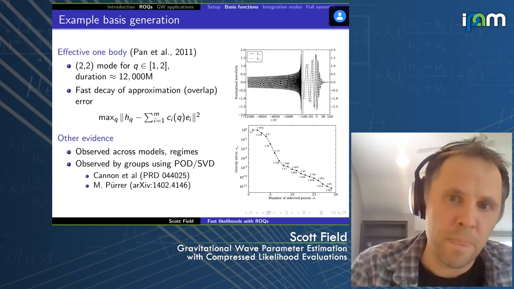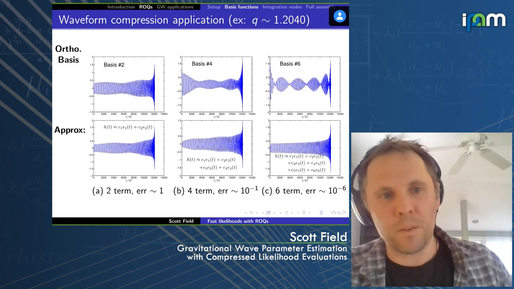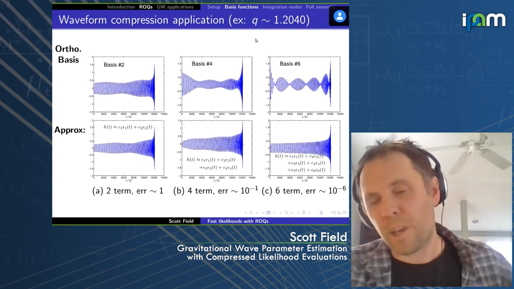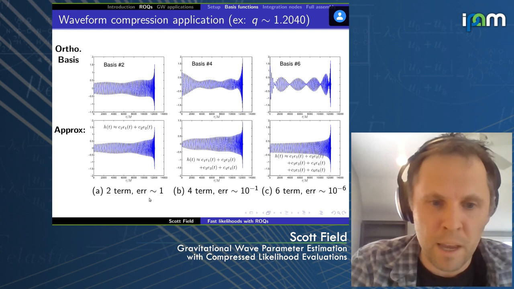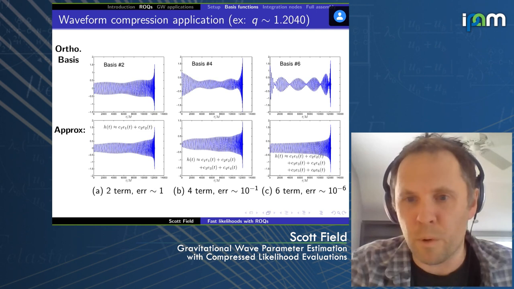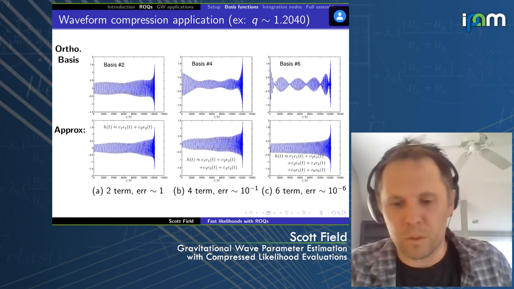And what these basis functions look like, here are the first six for the EOB model. Basis function two, remember, is orthogonalized with respect to basis function one, which is a waveform. So this isn't quite a waveform because we've orthogonalized it, but it kind of looks like it. And if we ask, how well could we represent mass ratio waveform 1.2040 using two bases? We'd have two numbers to compute, C1 and C2. The error is pretty bad. It's basically order one. But by the time we've computed six basis functions, now the error is 10 to the minus 6. So we really only need 6 degrees of freedom, 6 numbers to represent our waveform. That's really where the power of the method comes in, because this means for quadrature rules, you'd only have to evaluate the likelihood at 6 frequencies, it will turn out.